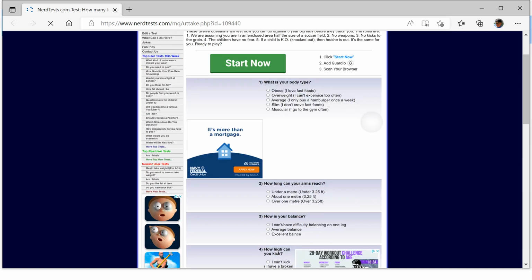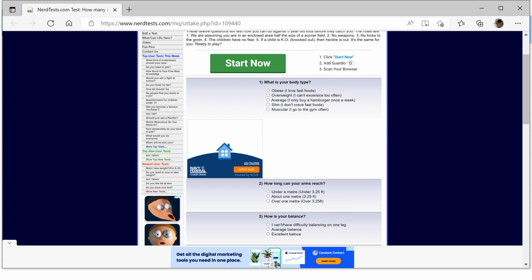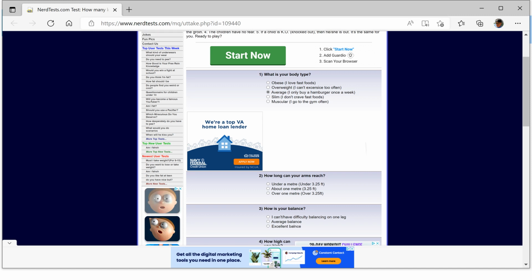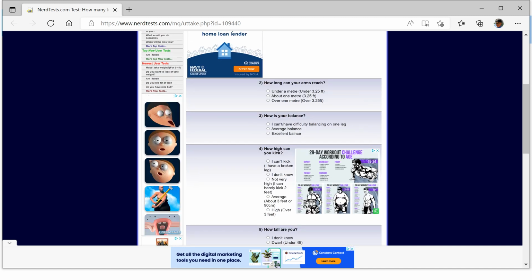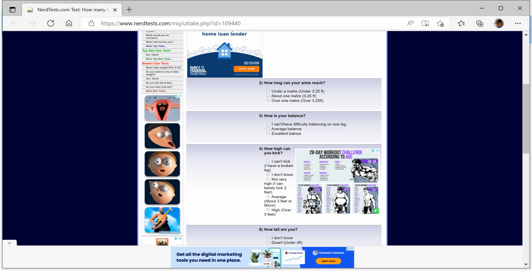All right, Campbell, you ready? Here we go. I'm going to ask you some questions. Is your body type obese, overweight, average, slim, or muscular? No judgment. We're okay with the answer. Average. Thank you. How long is your arm span? How tall are you? Okay, so normally your wingspan is the same as your height, so we'll go with over 3.5, right? That's under. Under, sorry. Over, right? How's your balance?